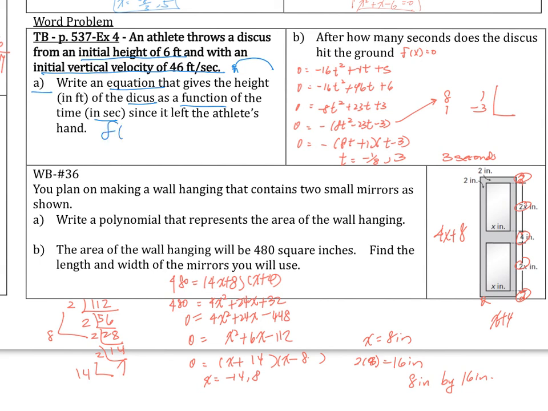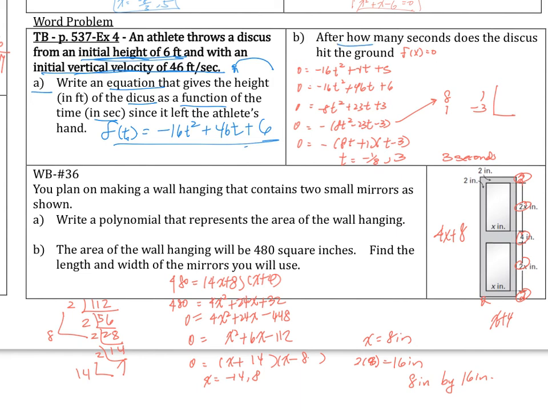So f of t here, t for time in seconds. So the vertical motion model would be negative 16t squared plus the initial vertical velocity, 46t, plus the initial height of 6. So this will be your answer for part A.